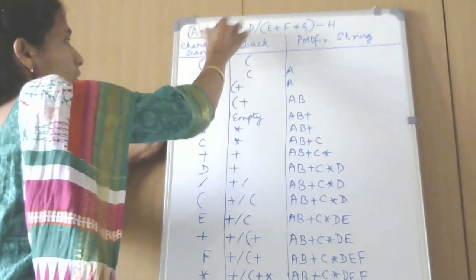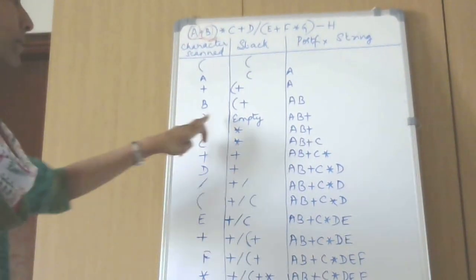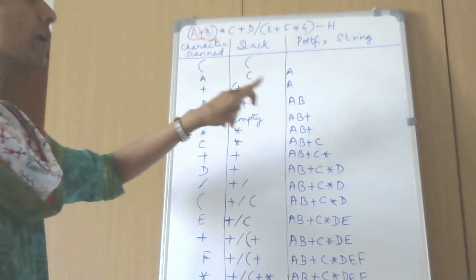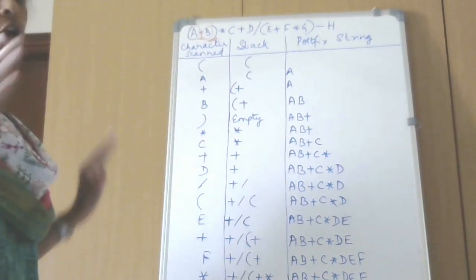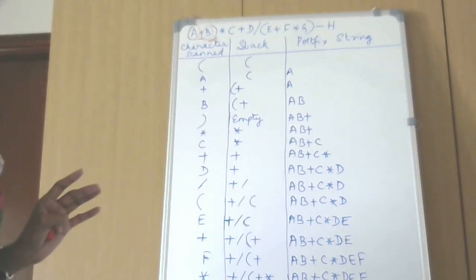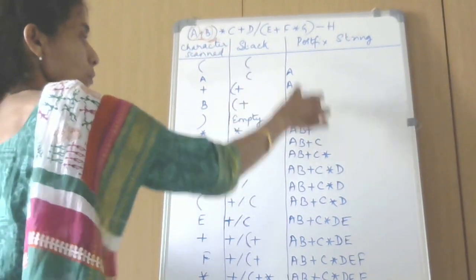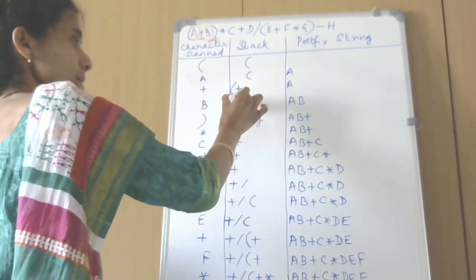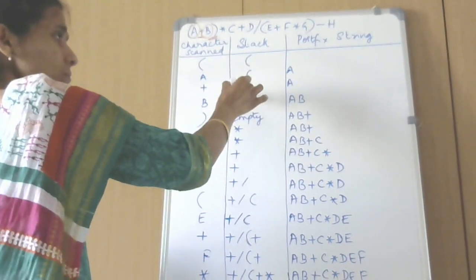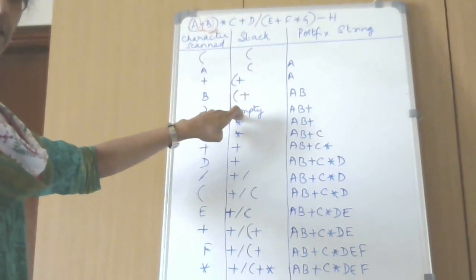Next character is a closing parenthesis. As I told you in the last example also, whenever we have a closing parenthesis, whatever is there in the stack should be popped out to the postfix string until we encounter an open parenthesis. That open parenthesis will also be eliminated and will not go as part of the postfix string. So what do we have here? We have plus, so this plus gets popped out, and we get AB plus. The open parenthesis is eliminated, so after this step my stack becomes empty.